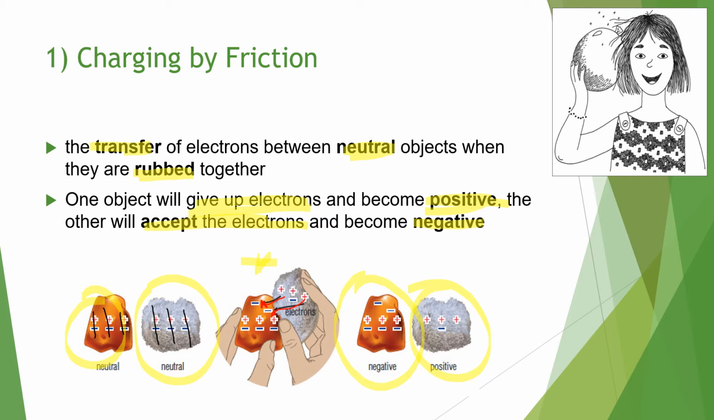Okay, so what's charging by friction? Rubbing together, causing electrons to transfer from one object to the other. One picks the electrons up, making it negative. One loses the electrons, making it positive. Because again, it's going to now have more positives, protons, than negatives, the electrons.